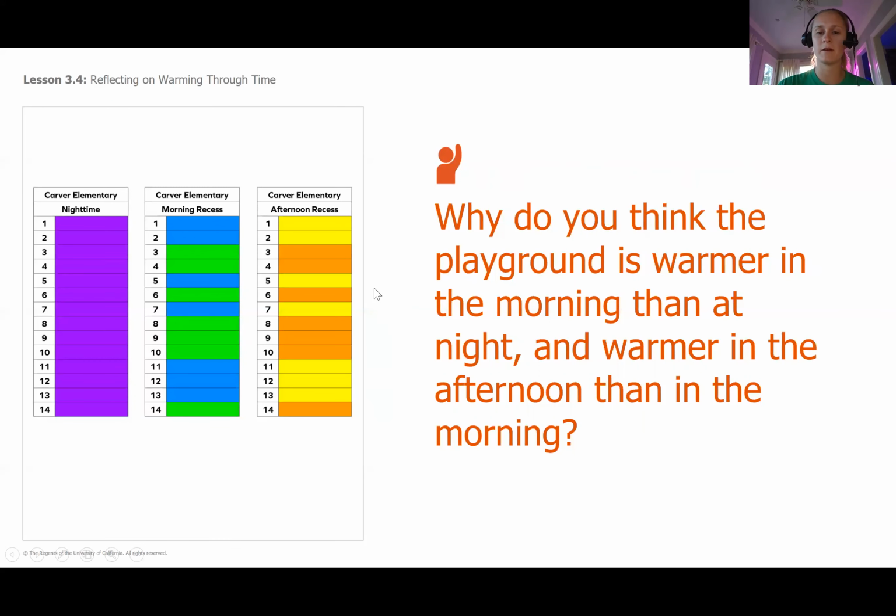Why do you think the playground is warmer in the morning than at night? And warmer in the afternoon than the morning time? Remember when you went outside and felt the surfaces in the morning and the afternoon? Which one was warmer?